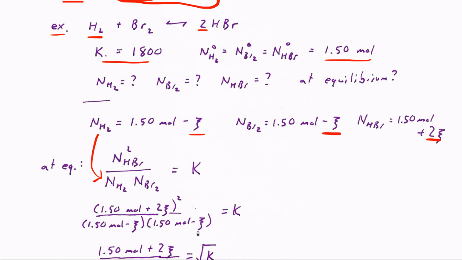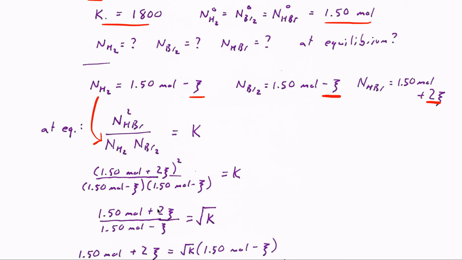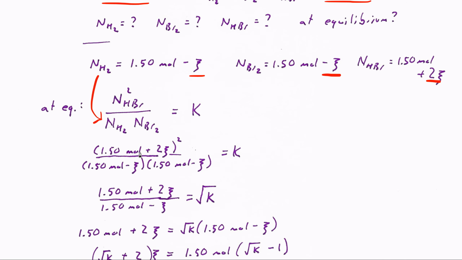Ordinarily, for this reaction, that would be a quadratic equation, but so that we don't get too bogged down in the algebra, I've set it up so that the quantity in the denominator is a perfect square. The quantity in the numerator is also a perfect square. So if I take the square root of both sides of this equation, so in this step all I've done is take the square root. So what we end up with is 1.5 moles plus twice the extent of reaction divided by 1.5 moles minus the extent of reaction must be the square root of the equilibrium constant.